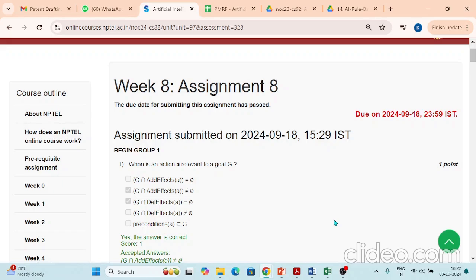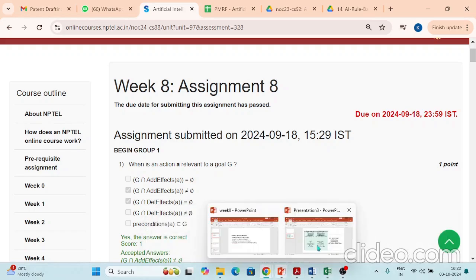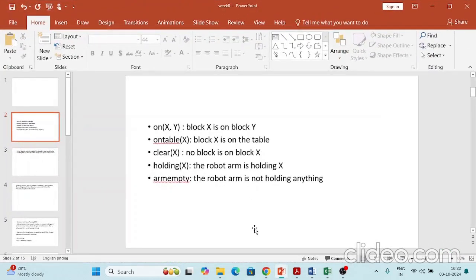Hi everyone. So this is the explanation for week 8. Okay. So while coming to the week 8, first we'll see some of the notations in the week 8.